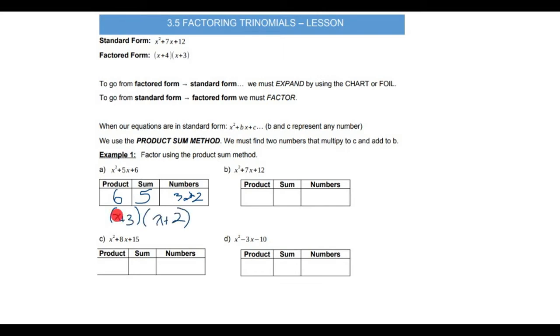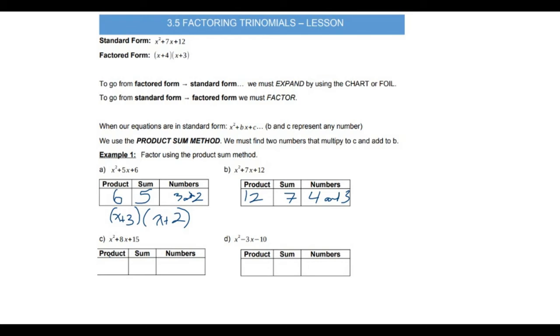Right? Because if you foiled those, x times x, x times 2, 3 times x, 3 times 2, it would come back to this form. So we're just turning it from one form into another. Let's try it again. Which two numbers do I multiply together to get 12 and add together to get 7? Think really hard and you'll find that that would be 4 and 3, right? So my product is 12 and my sum is 7.